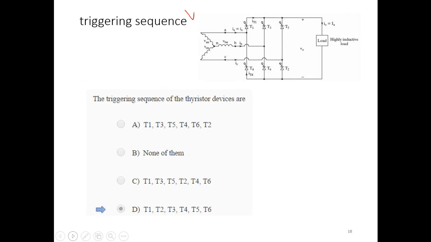The triggering sequence is normally 1 and 2, 2 and 3, 3 and 4, 4 and 5, 5 and 6, and then 6 and 1. The ordering is done 1, 3, 5 on top, and then 2, 4, 6. When you see the numbering of the thyristors, you always see the top 1, 3, 5 and the bottom 2, 4, 6. Remember, there are 6 combinations, 60 degrees apart. This is the sequence you have to drive.